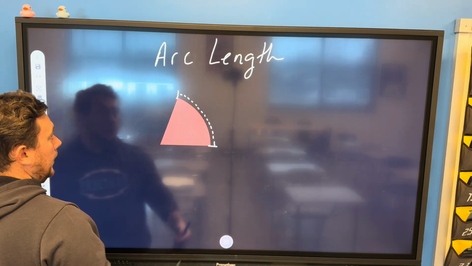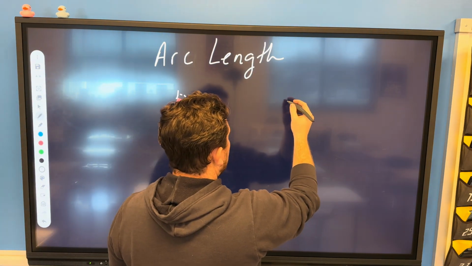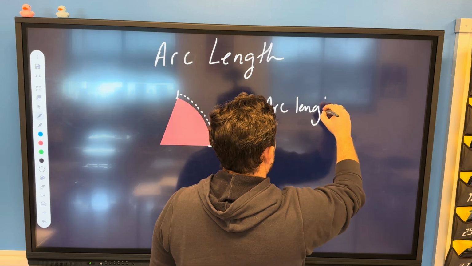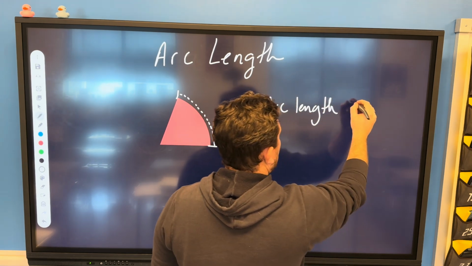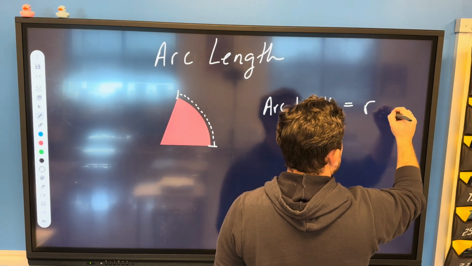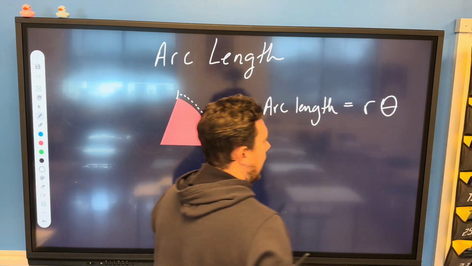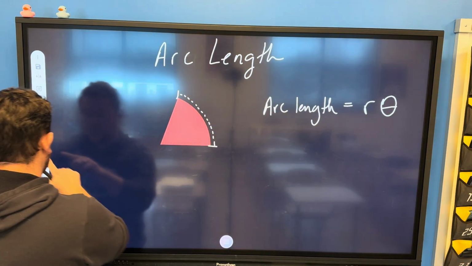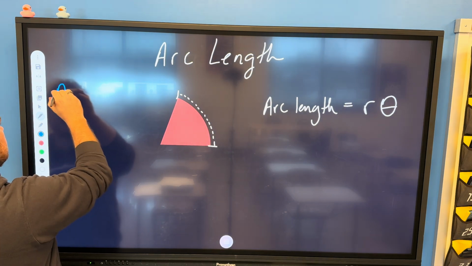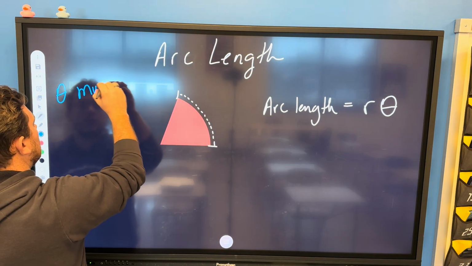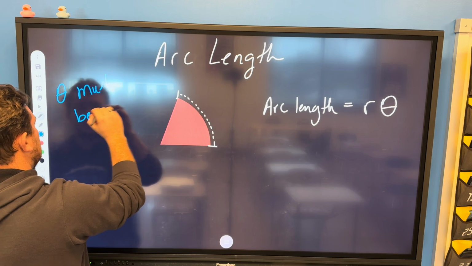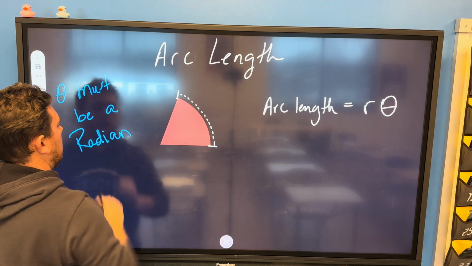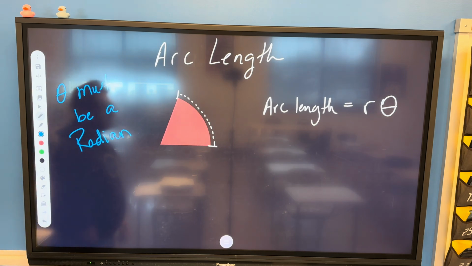Here's what we need for that. In order to find the arc length, you will take the radius and multiply that by the degree in radians. That's a specific thing. So in this, your degree must be a radian. For arc length, we've got to have a radian.